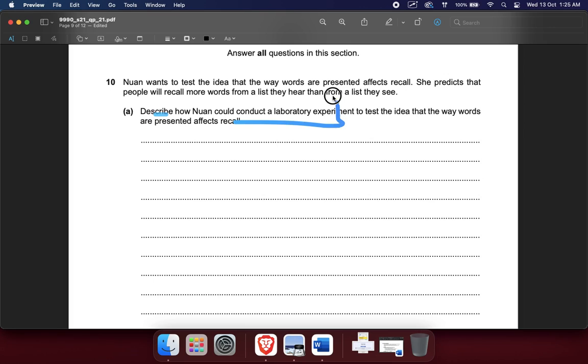Describe how one could conduct a laboratory experiment to test the idea that the way words are presented affects recall. Okay, so first of all, we have to pay attention to what details we have from the study. Firstly, we know the name doesn't matter so much. We have to do a laboratory experiment, right? Which is the easiest of all. Laboratory experiment is pretty standard, and there's a certain way the words are being presented. So the way the words are presented is the IV. Recall is the DV, and the IV has 2 levels, which is either they hear it or they see a list. So just like that, straight away you can start breaking out the study.